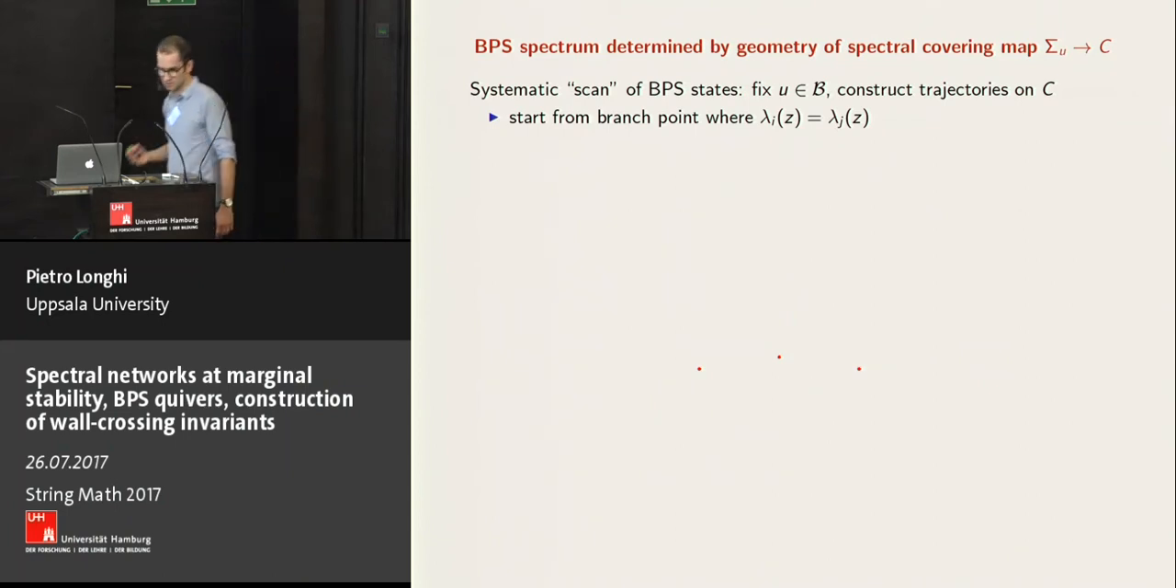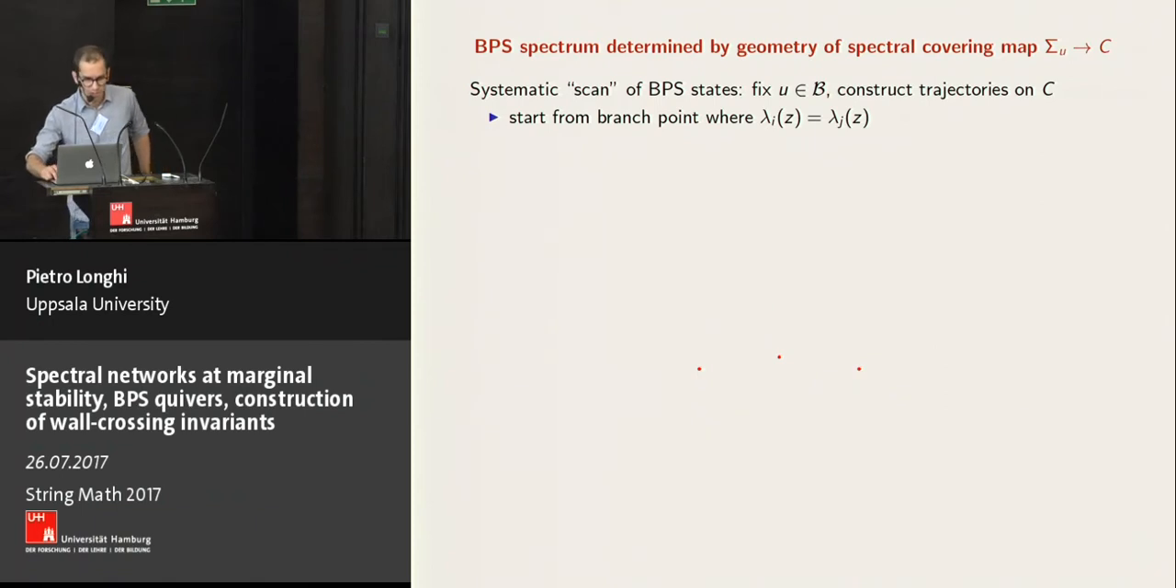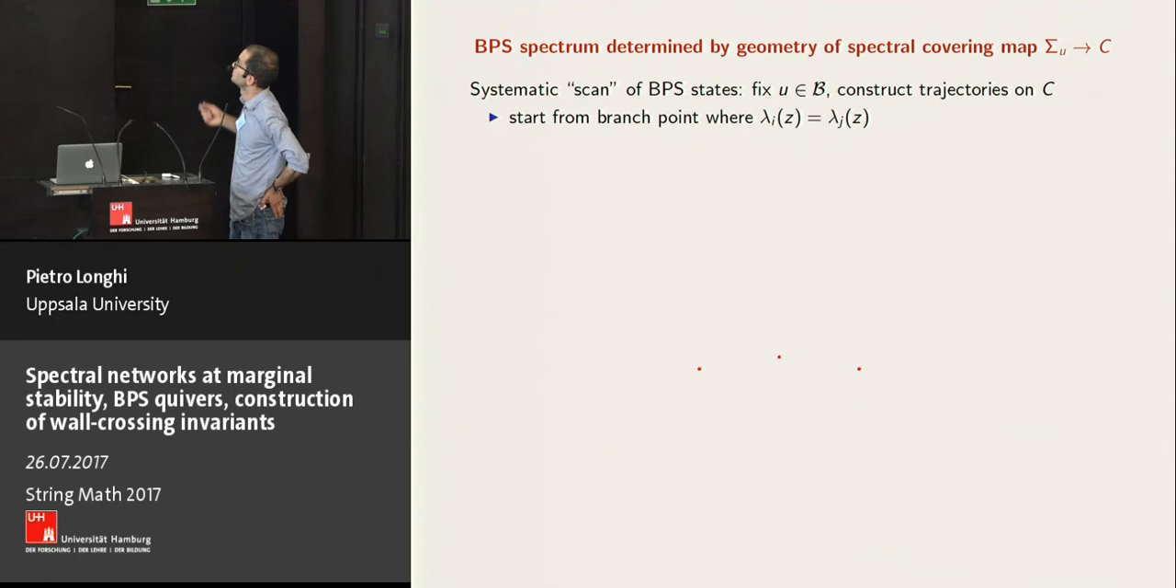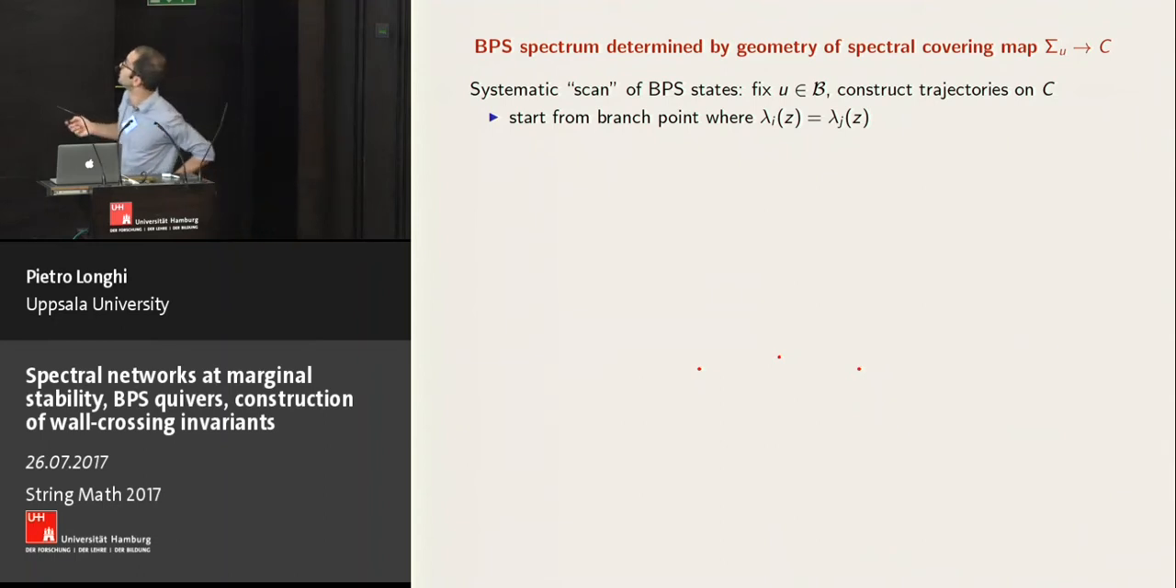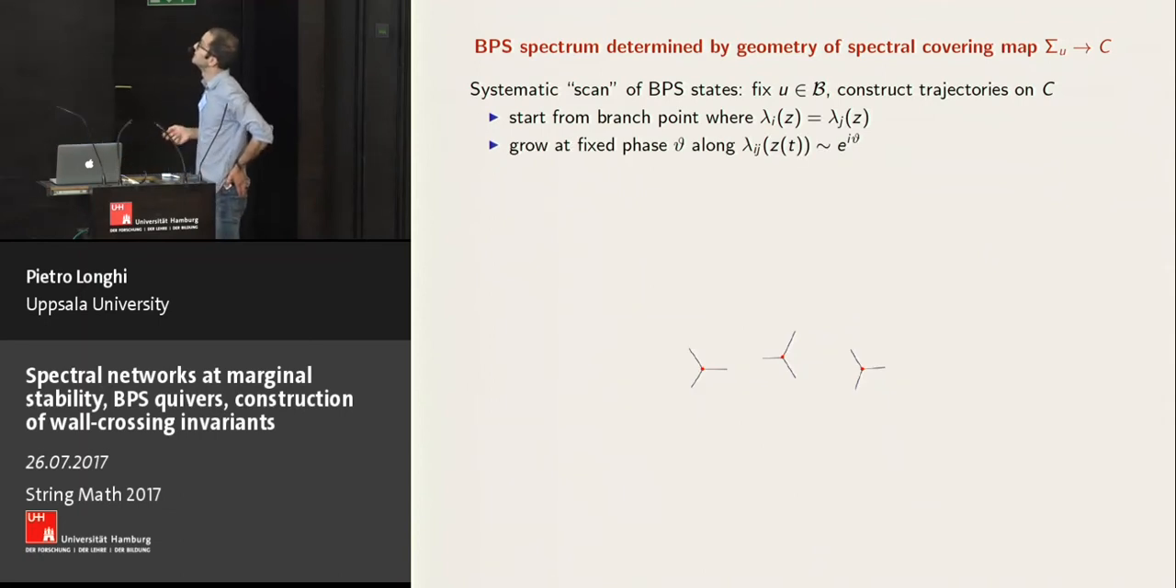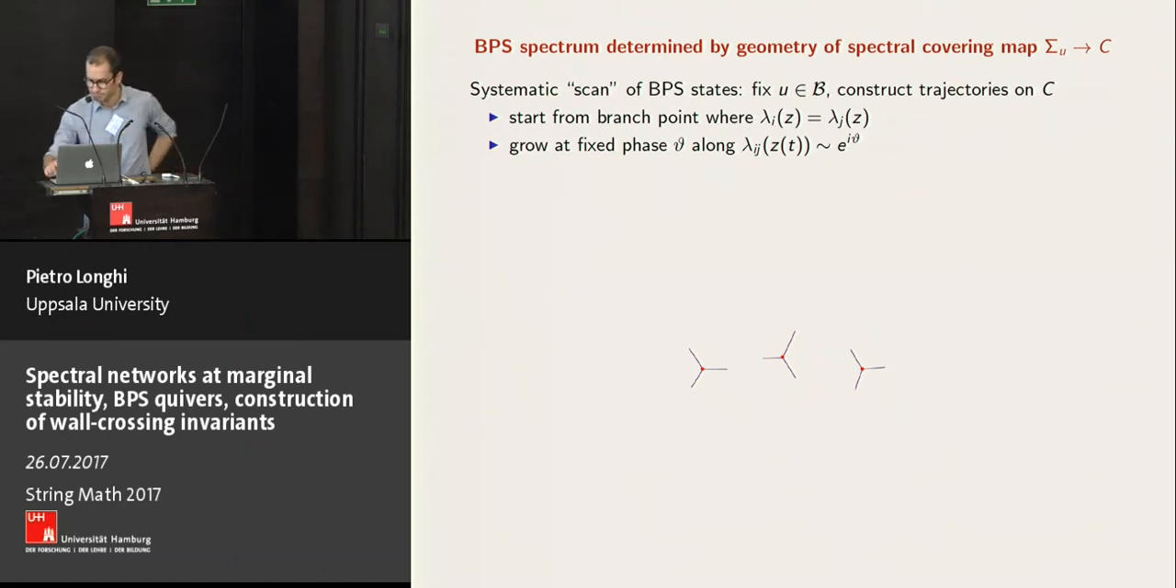And this motivates the following construction. So to study BPS states, we fix a point in the base. That is, we fix the geometry of Sigma. Then we look for the branch points of the cover, where lambda i equals lambda j. And we grow some trajectories out of the branch points, subject to the constraint that along the trajectory, the phase of lambda i minus lambda j is fixed and equal to some auxiliary phase theta.